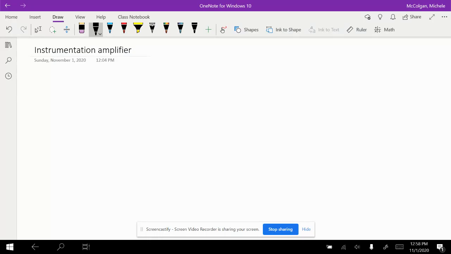This is an example of an instrumentation amplifier. So this is going to look like a pretty complicated circuit.